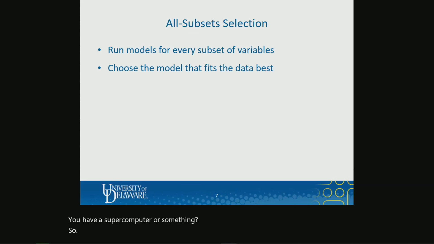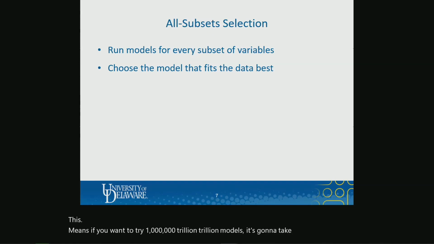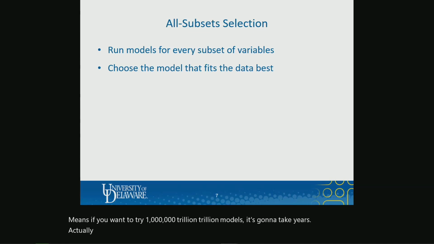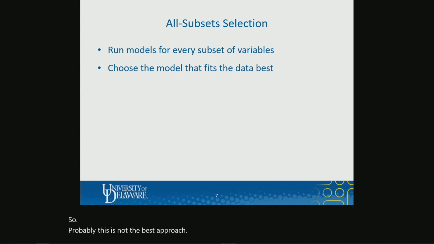So this means if you want to try all million trillion models, it's going to take years, actually thousands of years to test all of them. So probably this is not the best approach. Trying all subsets is going to take a lifetime.